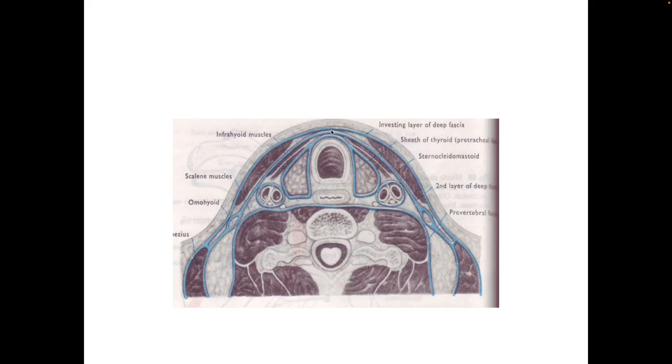In this diagram you can see this investing layer of the deep fascia, going anteriorly it splits. It splits into two layers, the superficial layer and the deep layer. This is not showing very clear, but okay. Superficial and deep layer, it encloses the sternocleidomastoid muscle and the trapezius muscle. It also encloses the submandibular gland, parotid gland. So the speciality of the investing layer is that it encloses these structures in twos. Okay, let us see one by one.